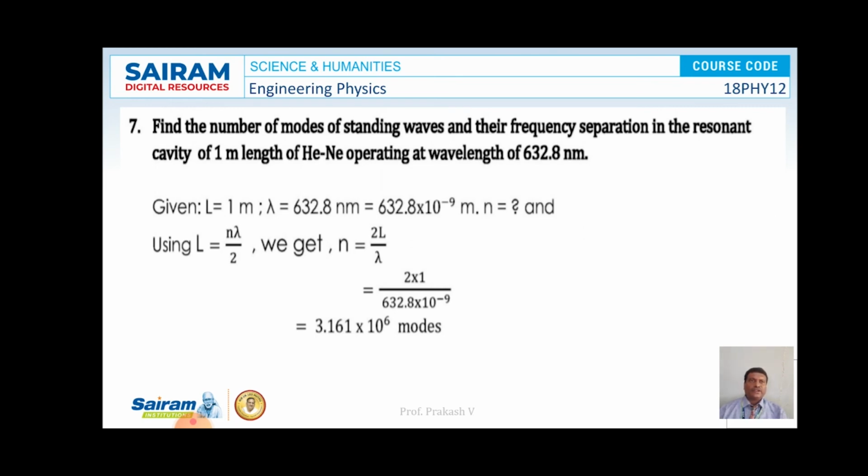Find the number of standing waves and their frequency separation in the resonant cavity of 1 meter length of helium neon operating at wavelength 632.8 nanometer. Here the value of L is equal to 1 meter, lambda is equal to 632.8 nanometer. We know that L is equal to n lambda by 2, then n can be written as 2L by lambda. Substitute the value of L and lambda here. Therefore, n is equal to 2 into 1 by 632.8 into 10 to the power minus 9. So on simplification, the value of n is equal to 3.161 into 10 to the power 6. So many number of modes.